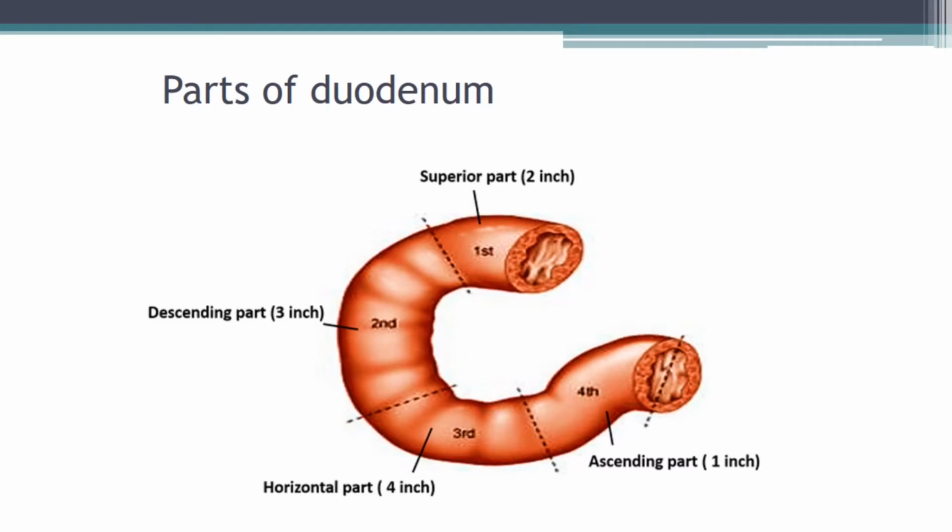Now the parts of the duodenum. The first part is the superior part, which is 2 inch. The second part is the descending part, which is 3 inch. The third part is the horizontal part, which is 4 inch. And the last one is the ascending part, which is 1 inch. So there are 4 parts of the duodenum: superior part, descending part, horizontal part and ascending part.